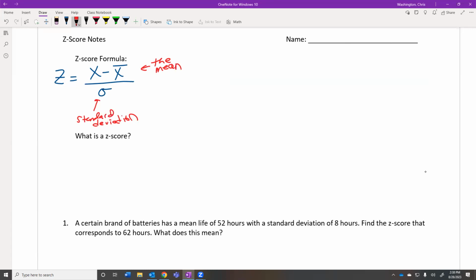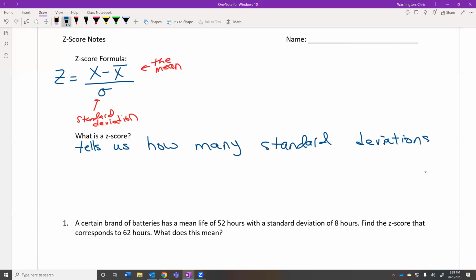So that's the formula. Now, what is a Z-score? You're like, Z-score? That sounds kind of weird. A Z-score tells us how many standard deviations we are from the mean. So that number that we're interested in: if we found a Z-score for number 3, it would tell me how many standard deviations 31 is away from the mean.